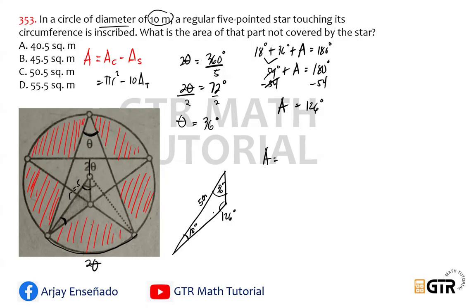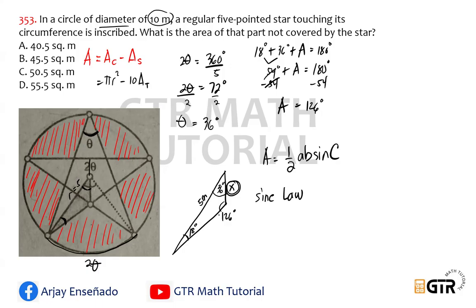So now, we can use the formula for the area of a triangle. Since we don't have the height and the base of this triangle, we will use the formula 1/2 AB sine C. To use this formula, we need to find another side. So let this side be x. Okay? So we need to solve for this side x. So we will use the sine law.